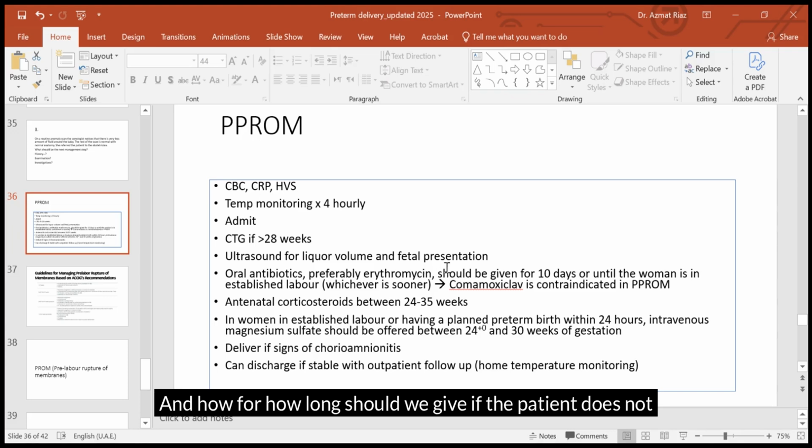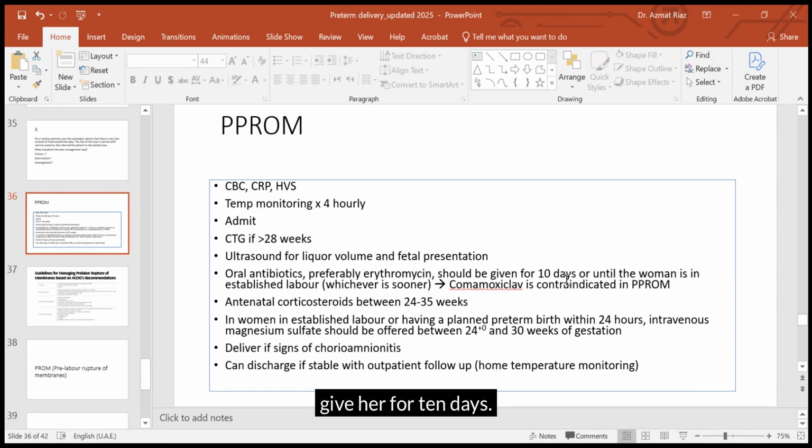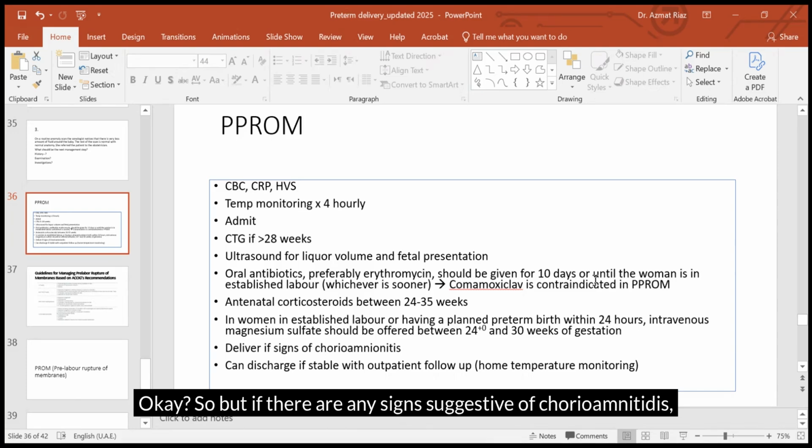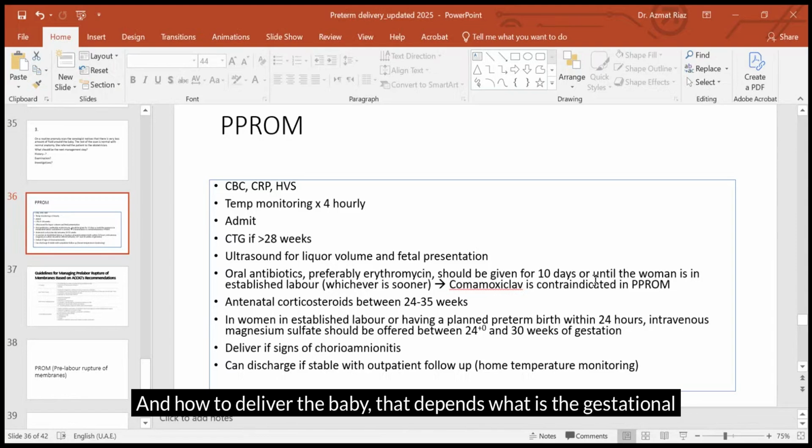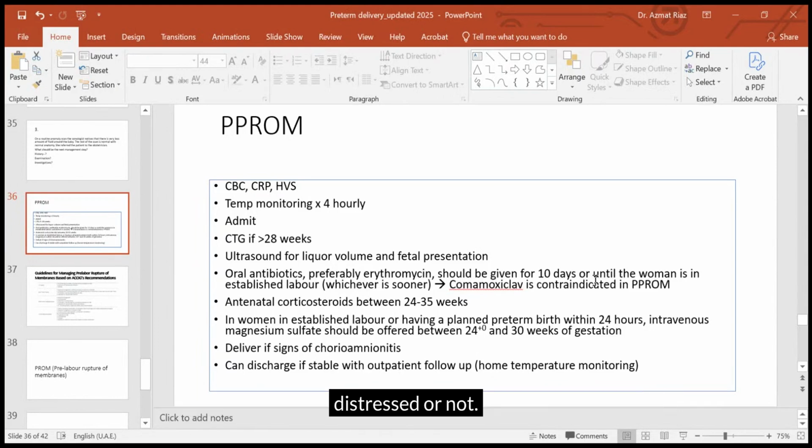Okay. And for how long should we give? If the patient does not develop fever and if she does not go into labor, then we have to give it for 10 days. Okay, but if there are any signs suggestive of chorioamnionitis, then we have to deliver the baby. Okay, and how to deliver the baby depends on the gestational age, the presentation of the baby, and whether the baby is distressed or not.